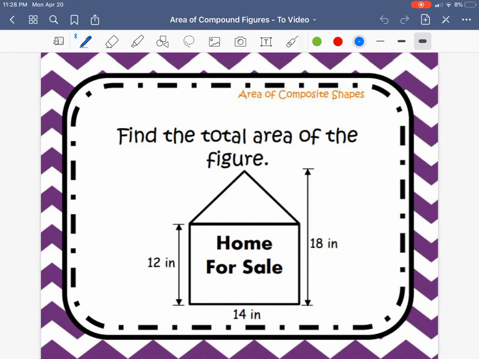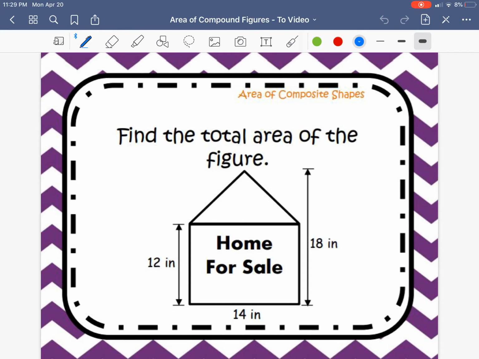We learned that a composite shape is a figure that's made up of other figures like triangles, squares, rectangles, and other shapes. So on this problem, we are supposed to find the total area of the figure. Well, when we look at the figure, we see that there are two shapes that make up this composite shape.